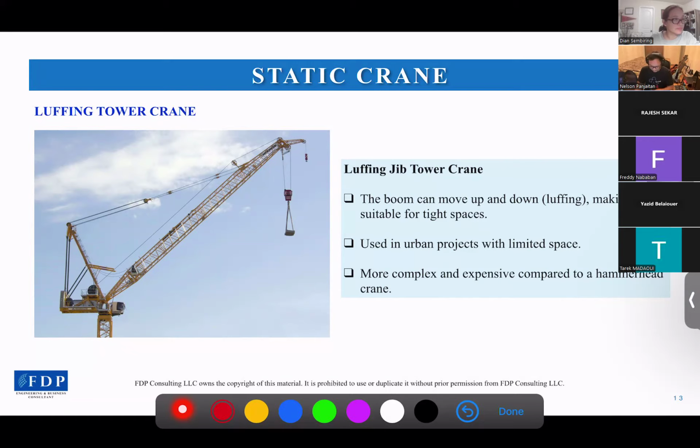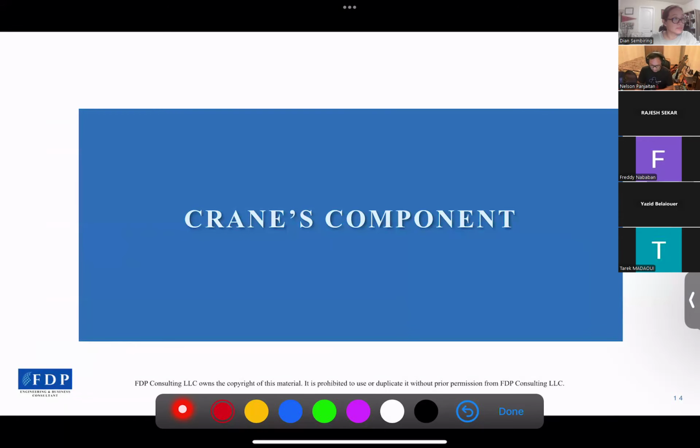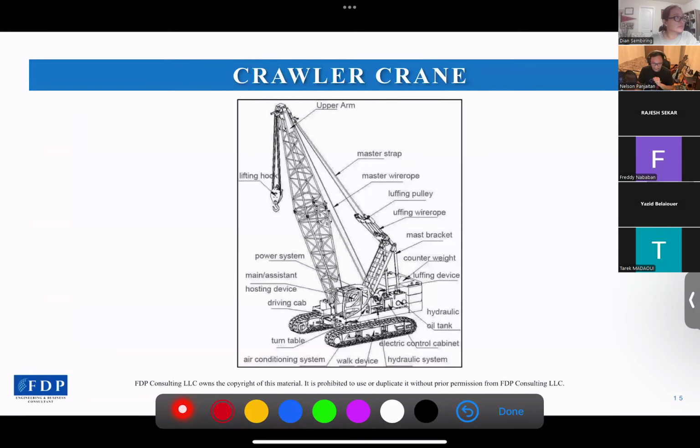And then we continue with the crane components. So first is the components of the crawler crane. In the crawler crane, there is a lattice boom. This is a lattice boom that needs to be assembled every time we need to extend or shorten it as required. And also we can attach the flying jib here if required.